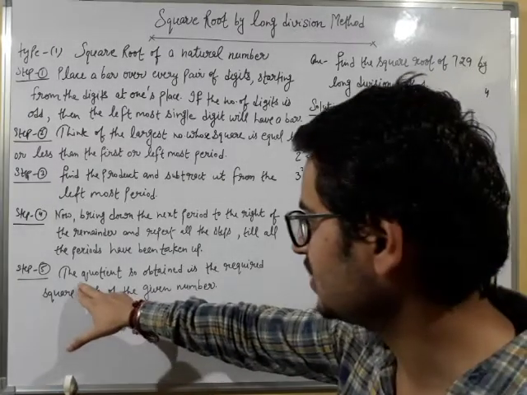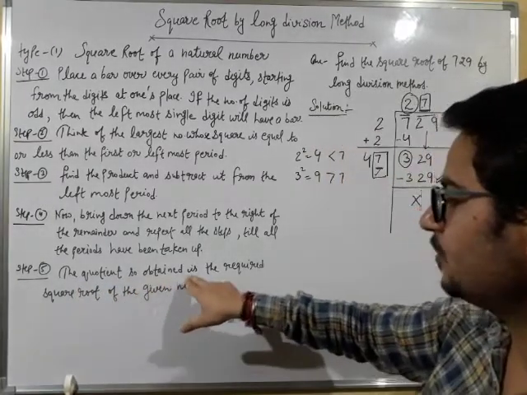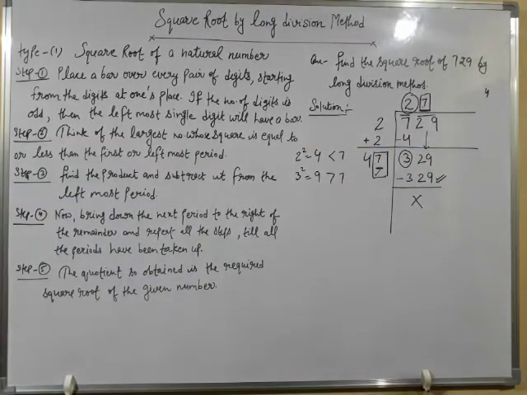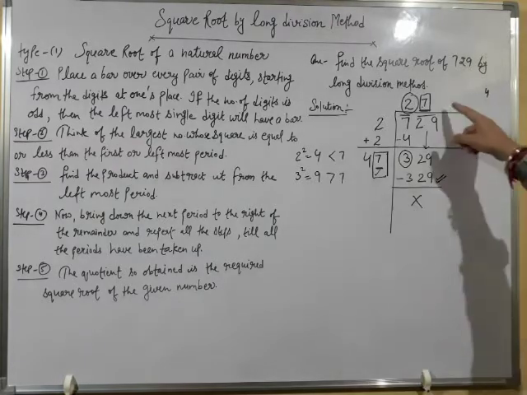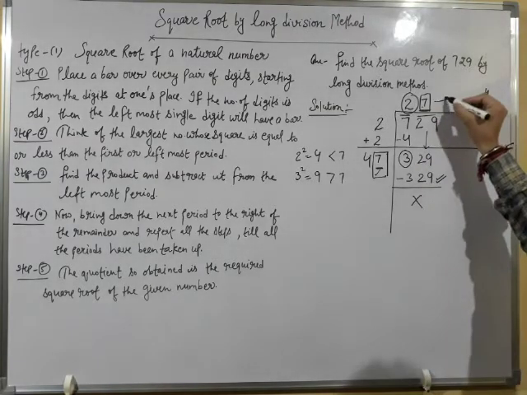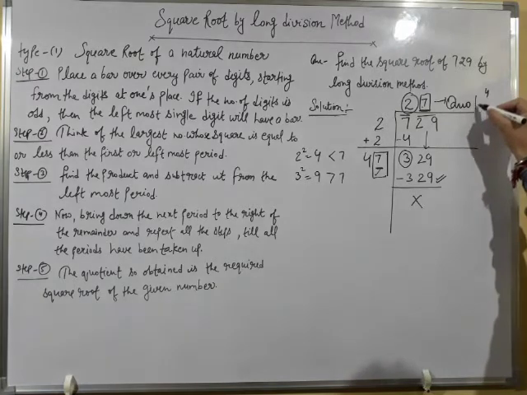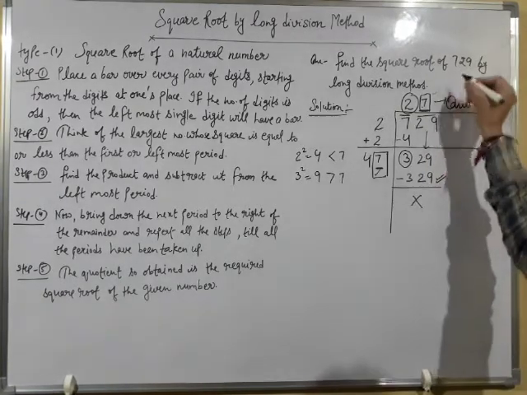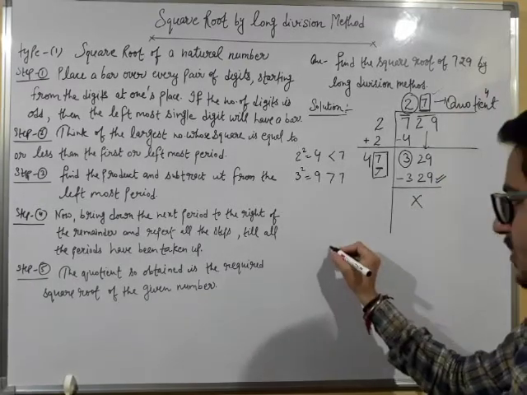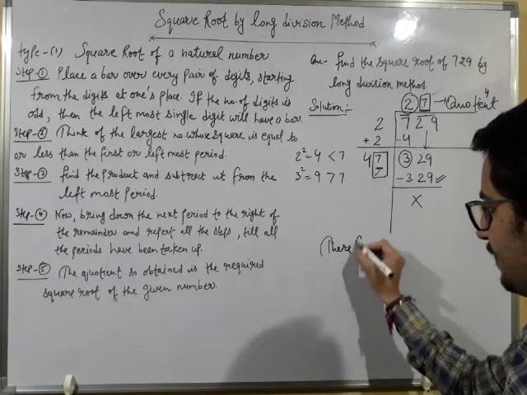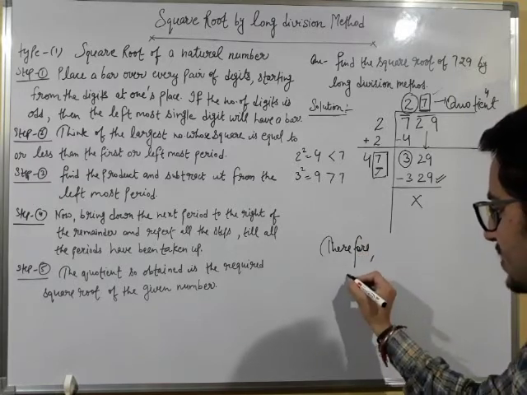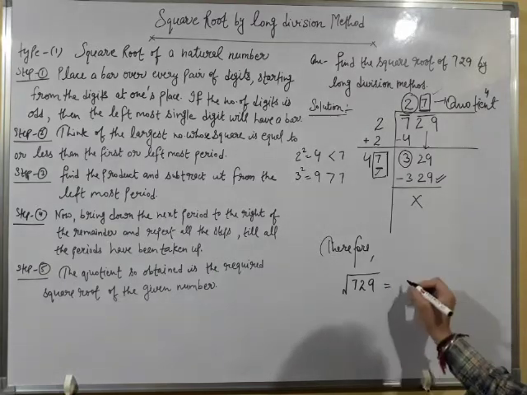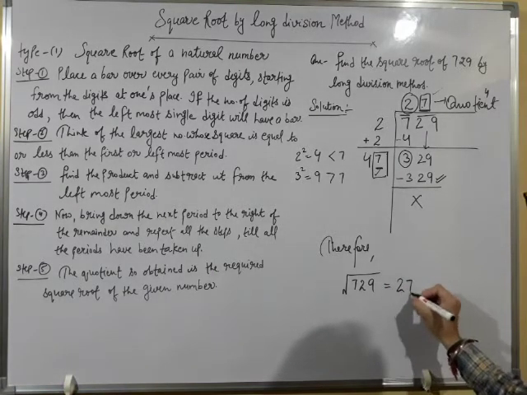And step number 5, the quotient so obtained is the required square root of the given number. So here we have obtained the quotient as 27. Therefore 27 is the square root of 729. Therefore we can write square root of 729 is equal to 27. Answer.